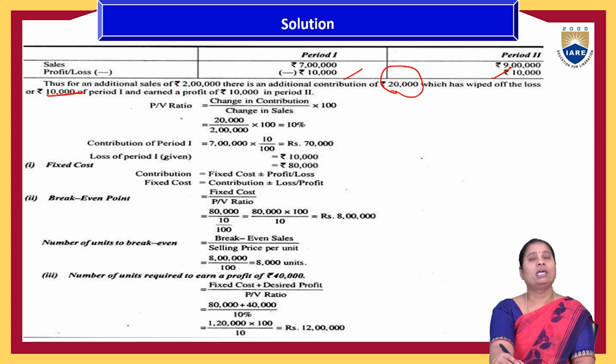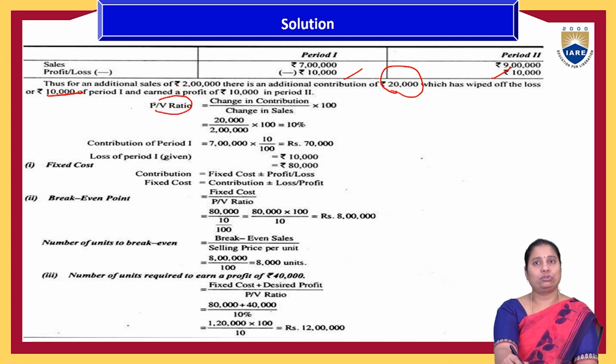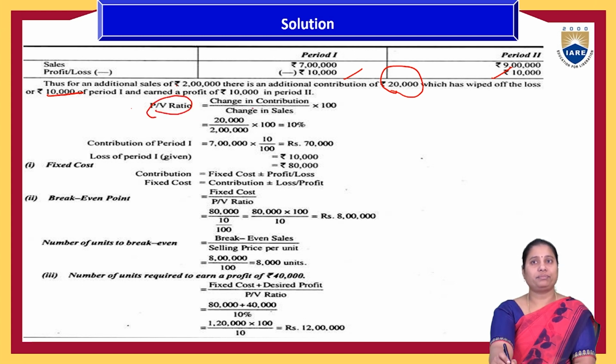From this one, we can calculate the P by V ratio, which can be calculated with the formula of change in contribution divided by change in sales. Change in the contribution is 20,000 and the change in the sales is 2 lakhs. So the P by V ratio is 10%.